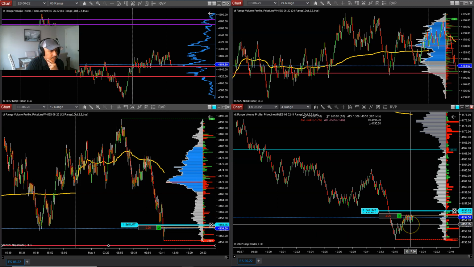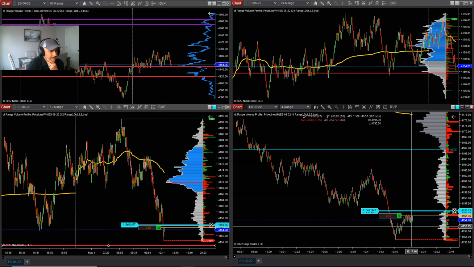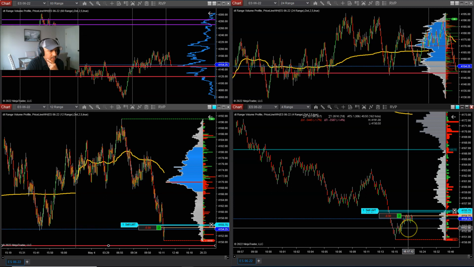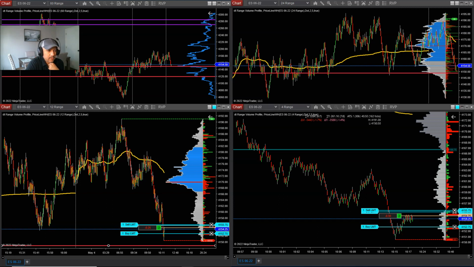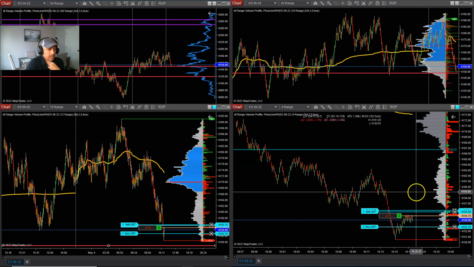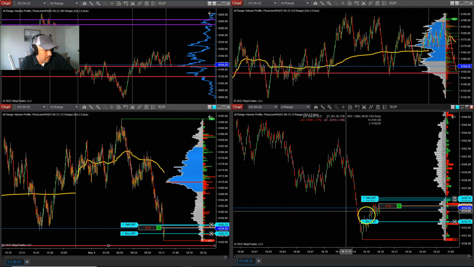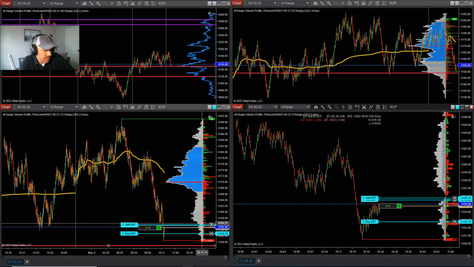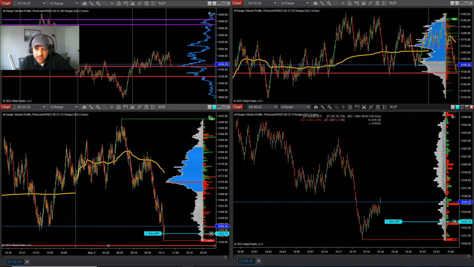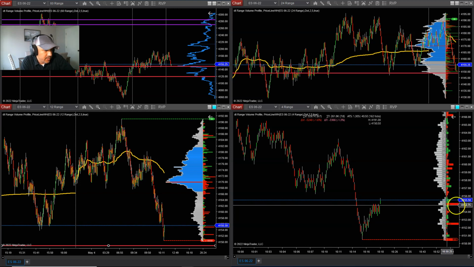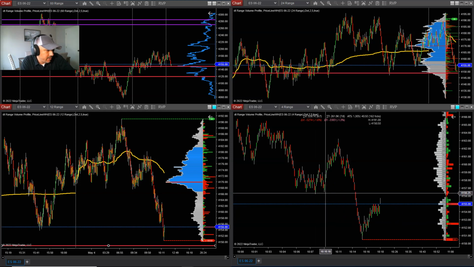Definitely, let's see. Possibly could pull down to this area here, 52.5. We'll see what happens here. 56.25. Yeah, we should come up there and tap out. Okay, there we go. First trade of the day. Come to this area right here.